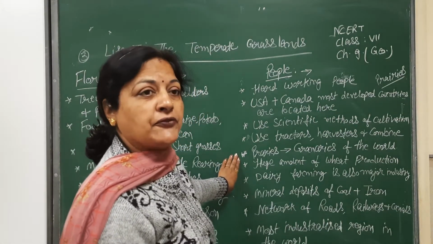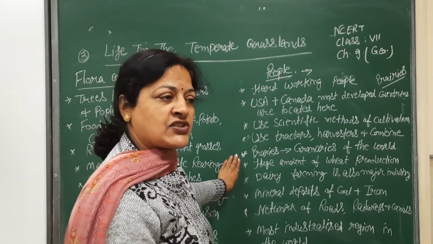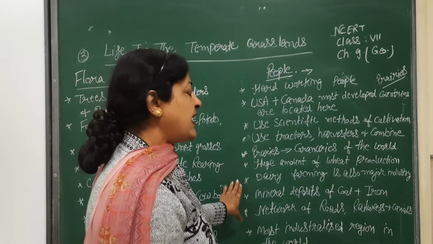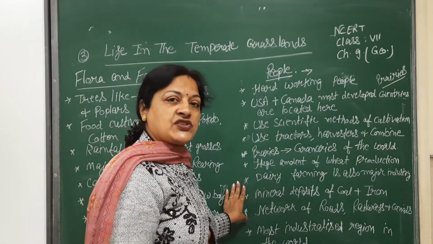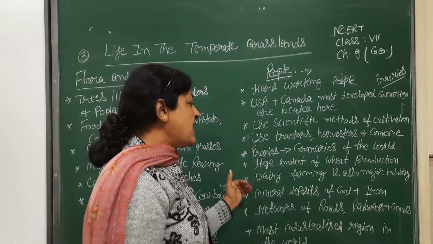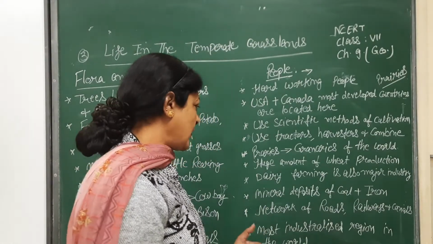Huge amount of wheat production is done. As the people are using scientific methods of cultivation, that's why huge production of wheat is done here. Dairy farming is also the major activity of the people living here. Apart from it, mineral deposits of iron and coal are also here.